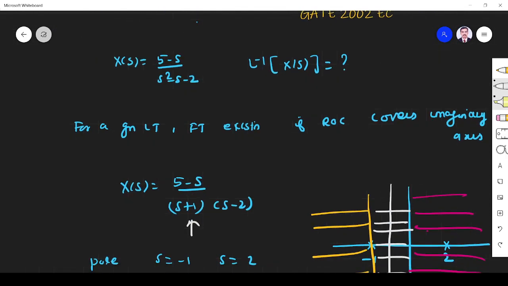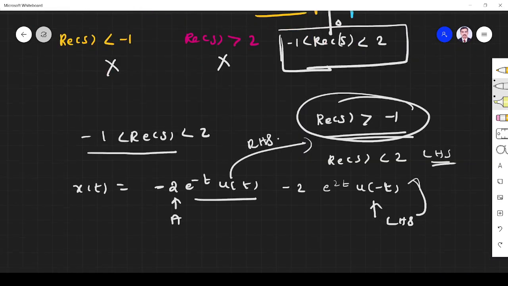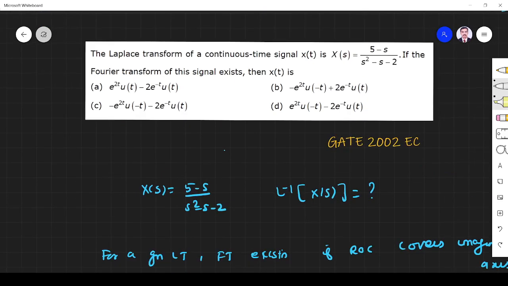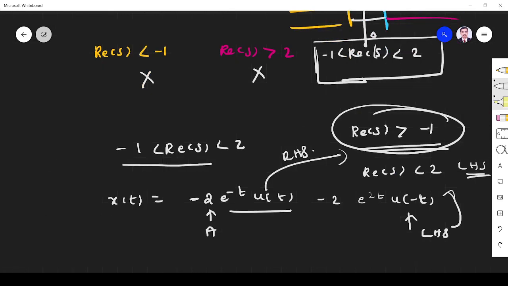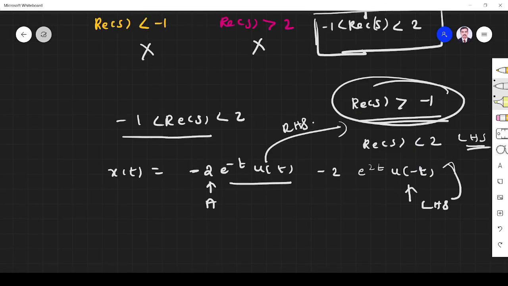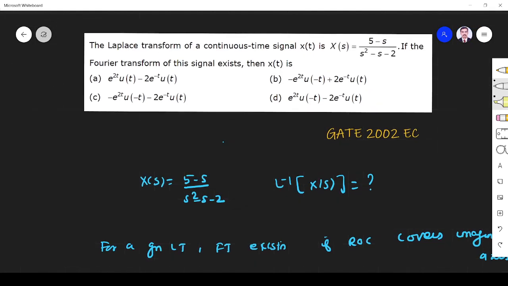Okay, so the answer we got is minus 2 e power minus t u of t, minus 2 e power 2t u of minus t. So I think some answer is missing: minus 2 e power minus t u of t, minus 2 e power 2t u of minus t. Here we have to put minus 2. Okay, the answer is option C. Thank you.